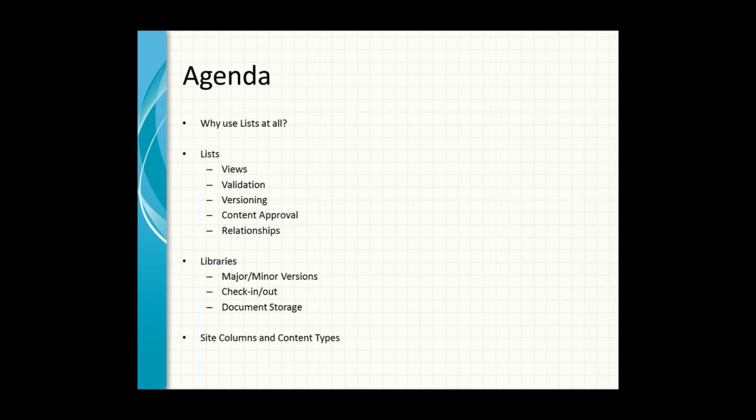Moving on from that then, we'll talk about libraries, and we'll discover that libraries are actually just a specialized form of list. We'll see that they present richer versioning possibilities, major and minor versioning. They also allow us to check in and check out content whilst we're editing it to make sure that our edits don't clash with other people's editing. And we'll see that libraries are really about document storage. Finally, we'll discuss site columns and content types, which is a concept allowing good information management within your SharePoint site.